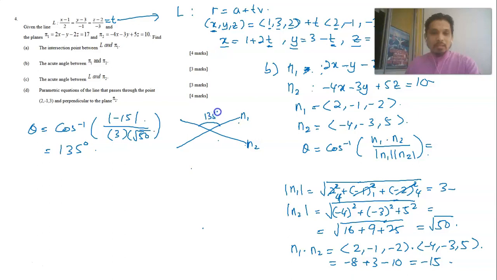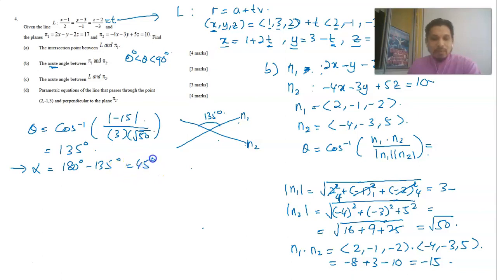Okay, 135 degrees. We want an acute angle, where theta lies between 0 up to 90 degrees, where 135 is greater than 90. So then, make it alpha, the acute angle that we're looking for here now is alpha equal to 180 minus 135 degrees. And this one can give you 45. So just imagine that this is 45 degrees, the acute angle that we're looking for.